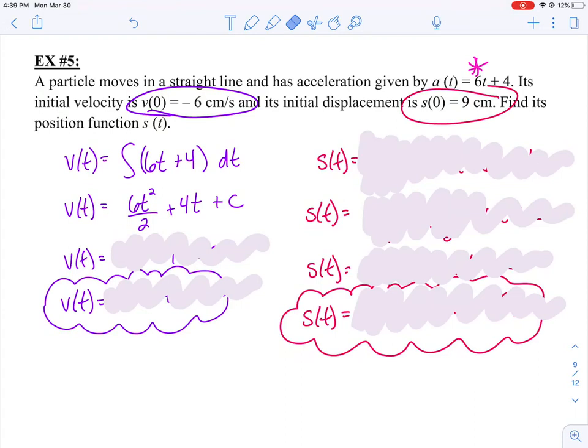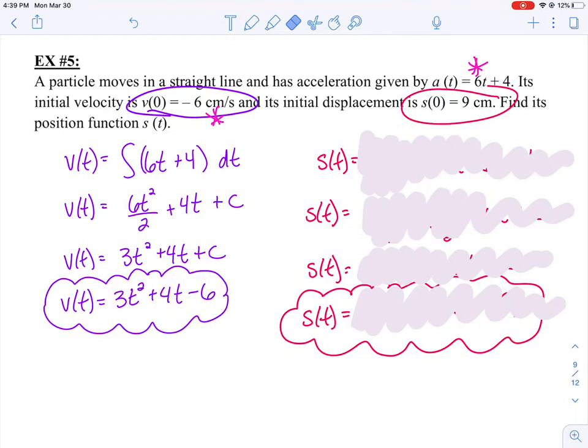I ended up using my power rules, adding 1 to the exponent and dividing by that new exponent to get a general velocity function of 3t squared plus 4t plus c. But that's a very general velocity function, and I want a particular velocity function. So do we have any initial conditions about our velocity? Well, yeah, didn't it say up above that our initial velocity when t equals 0, my velocity was -6? So then that means we should be able to find c and find an exact velocity function.